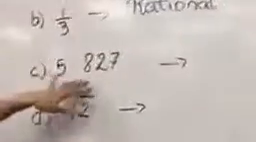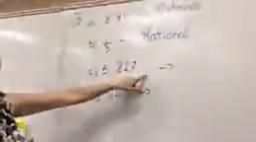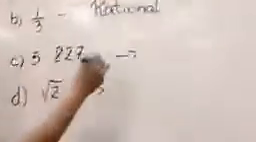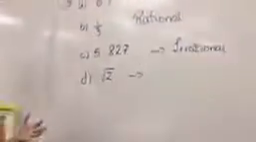Next number is 5.827... which goes on and on, but we don't know what comes next. It didn't tell us here. So that number is irrational because it's not stopping and we don't know what comes next.